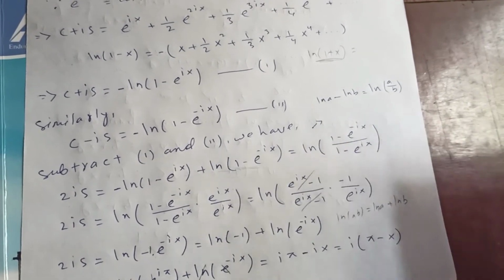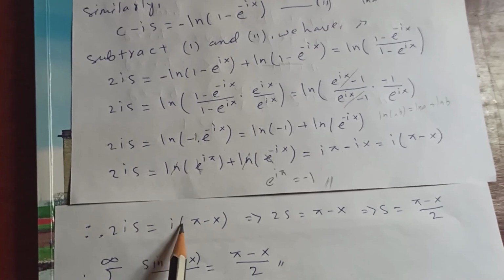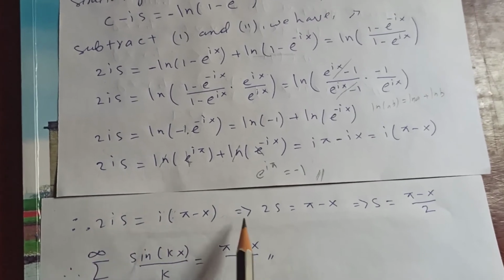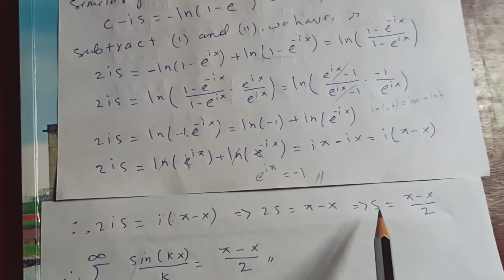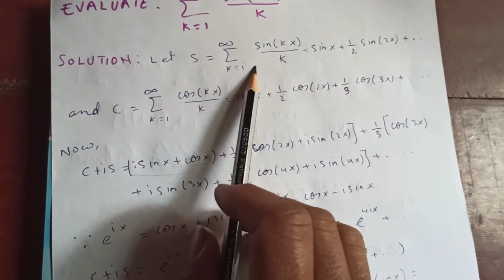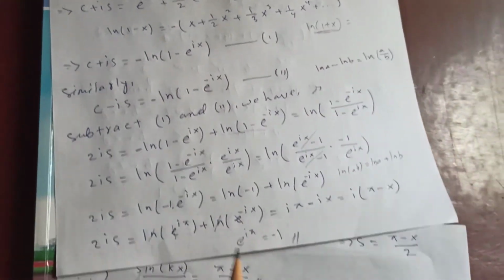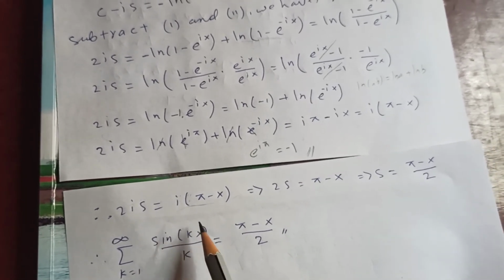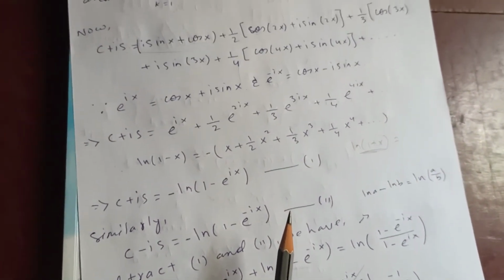So from the last step, 2iS is equal to i(pi minus x). Here i is common, so i cancels out: 2S equals pi minus x, so S equals (pi minus x)/2. S is nothing but the infinite sum, to be final. Therefore the sum from k equal to 1 to infinity of sin(kx)/k is equal to (pi minus x)/2. So this is the whole proof using the C plus iS method.